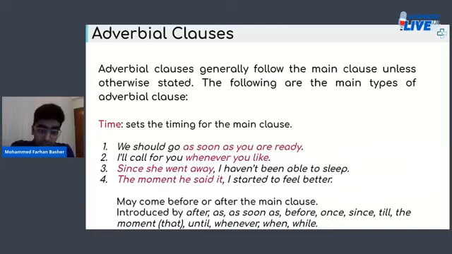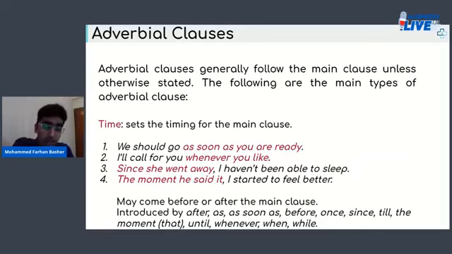So here, as soon as you are ready, this part is the dependent clause and at the same time is the adverbial clause. Because why? This clause is made an adverbial clause with the adverbial phrase as soon as, you see? We should go as soon as you are ready. Also, this clause is denoting time, the timing of going. So we should go as soon as you are ready.